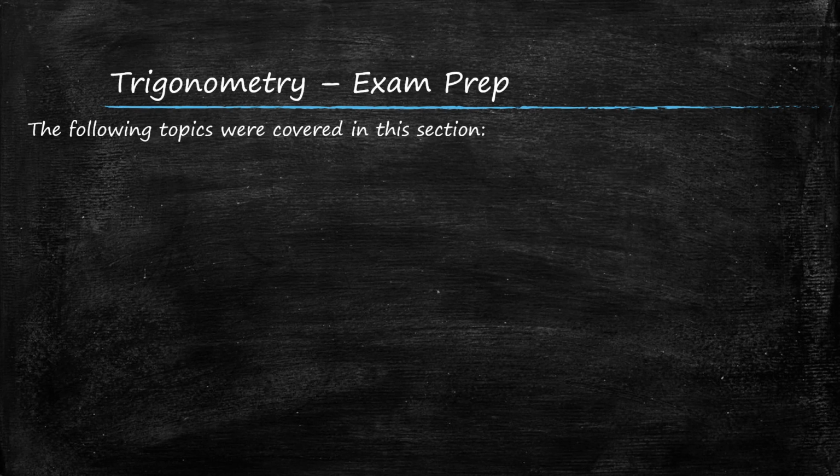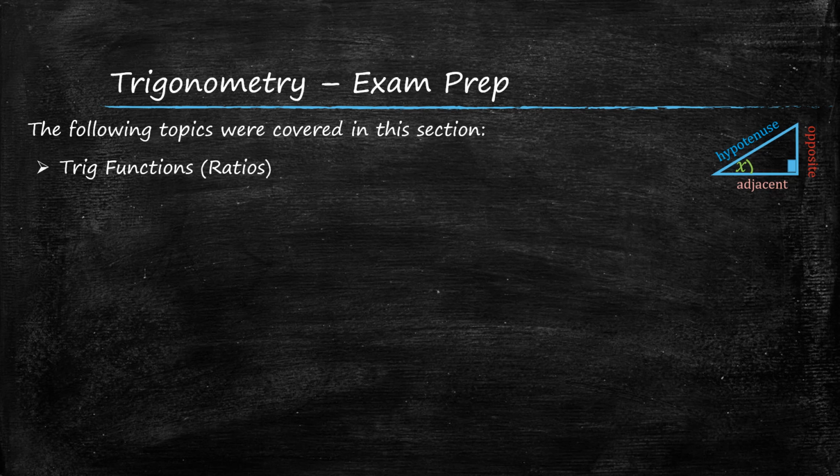Trigonometry exam prep. Now, as a recap, the following topics were covered within this section. We covered the trig functions, also known as the trig ratios, which are applicable to right-angled triangles such as the one shown. We covered sin x equals opposite over hypotenuse, cos x equals adjacent over hypotenuse, and tan x equals opposite over adjacent. We had the handy mnemonic SOHCAHTOA, which is a handy way to remember these three trig ratios.